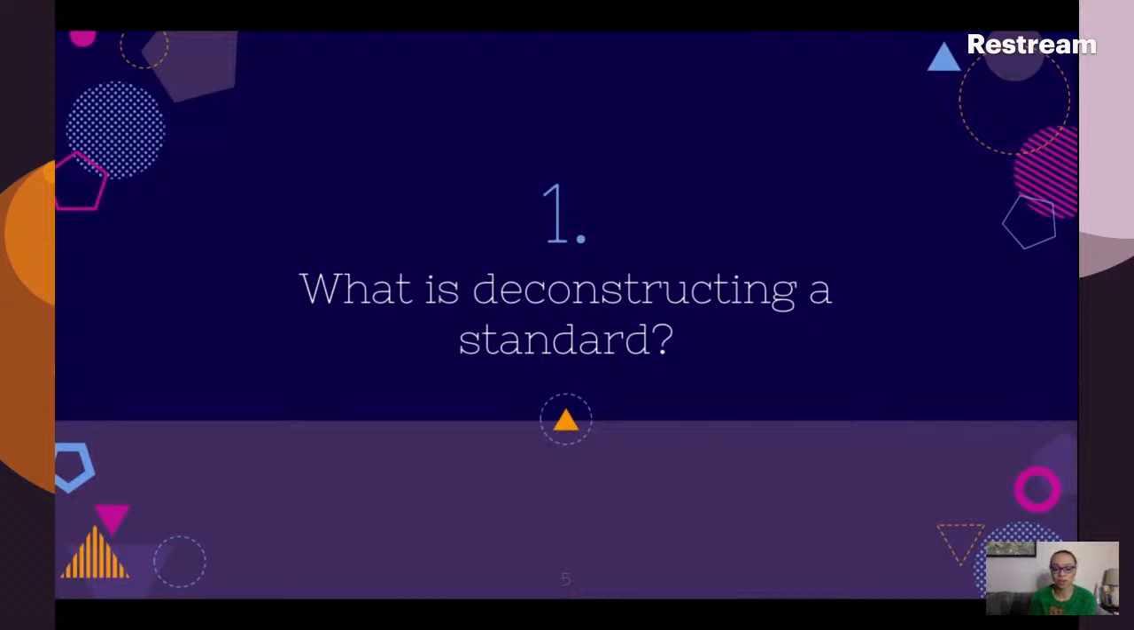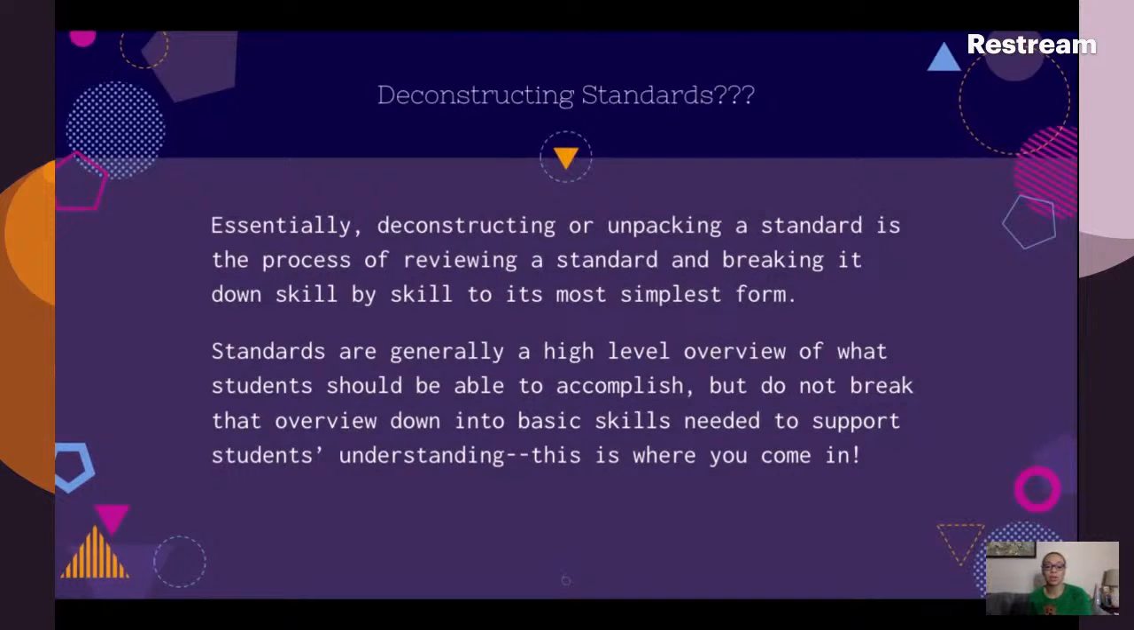So what is deconstructing a standard? What do we mean by that? People use different terms. Sometimes people call it unpacking standards, sometimes deconstructing a standard. Either way, it is pretty much the same thing. Essentially, you are critically reviewing a standard and then breaking it down skill by skill so that it is in its simplest form. Because what often happens is you receive standards, and especially as we think about Common Core, how they put all of those together. If you're in a state that uses Common Core, you'll read a standard and it'll have many, many things in it. And you have to really break those pieces down in order to figure out what needs to be taught.